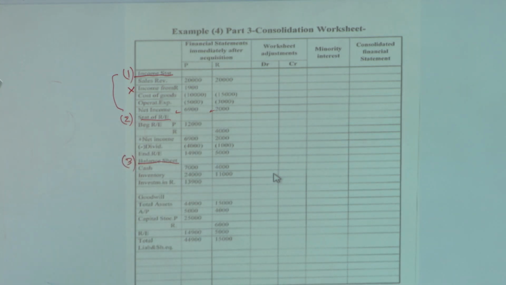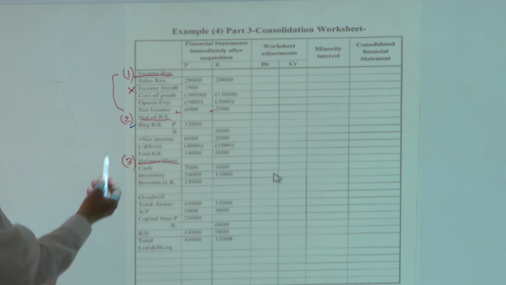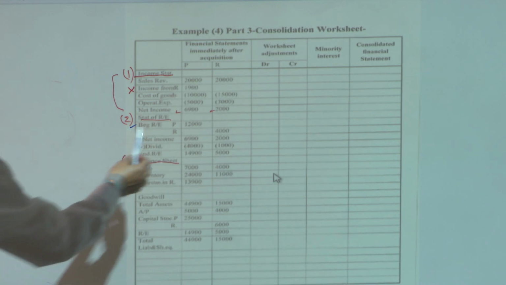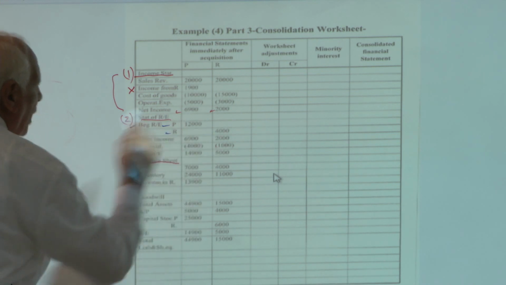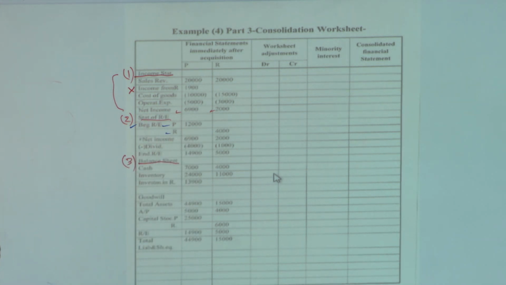When you have a statement of retained earnings, start with beginning retained earnings. Yes, beginning, okay? I put beginning two lines, one for company B, one for company R. Look at here, B and R. Why? I'm going to explain this to you.